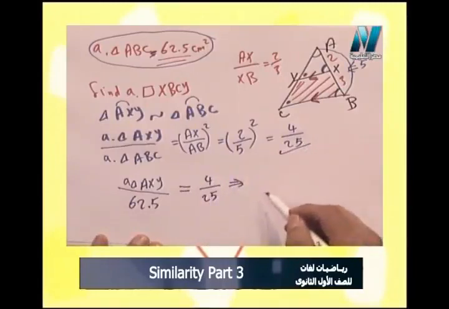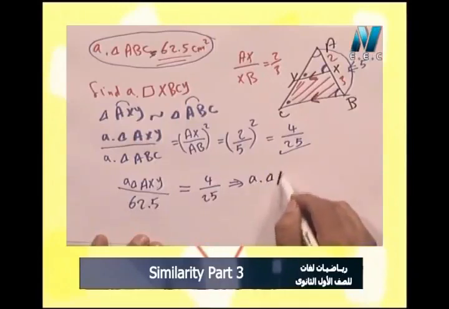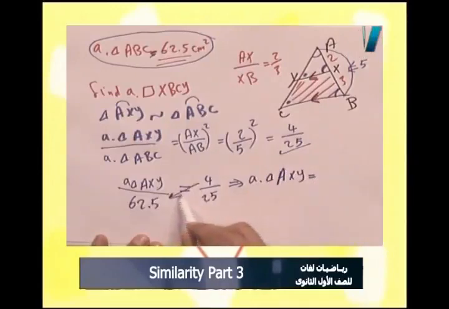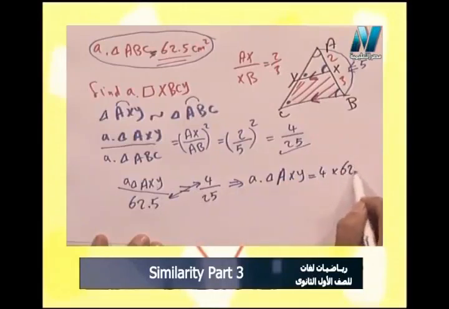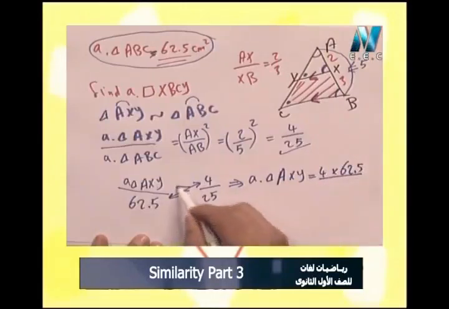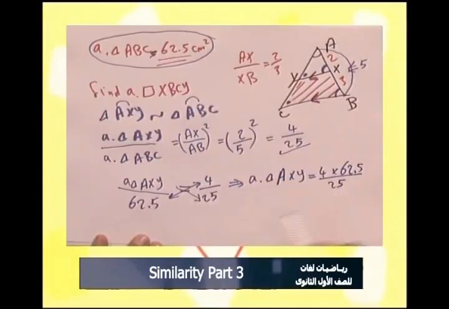So we can find out easily the area of triangle AXY equals 4 multiplied by 62.5 over 25, which will be 10 centimeter. So the area of triangle AXY equals 10 square centimeter, because it's a square unit, it's area.